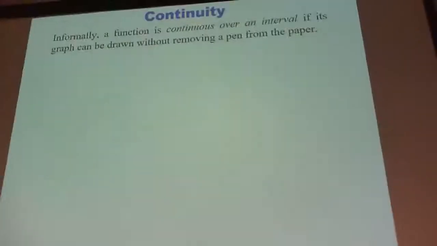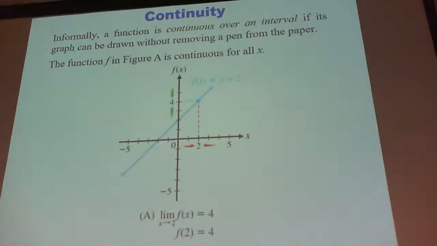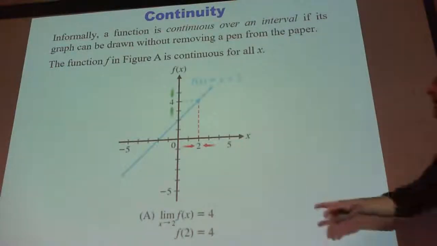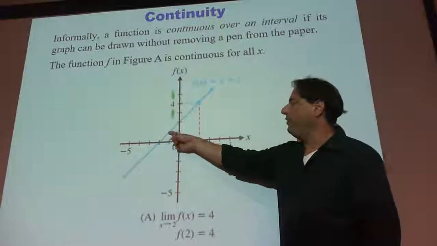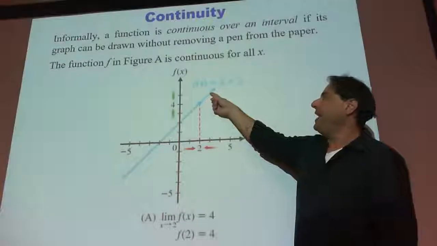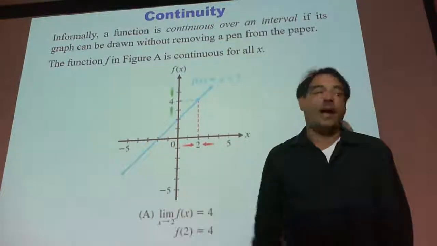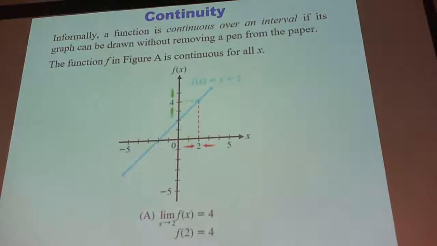So informally, a function is continuous over an interval if the graph can be drawn without moving up pen or paper. If you can draw a graph and not lift up your pencil, then that's a graph that's continuous over an interval. If I was going to graph the function x plus 2, I can simply draw that graph, never have to take my pencil up. That has continuity throughout.